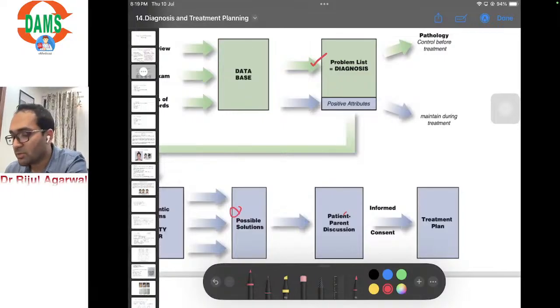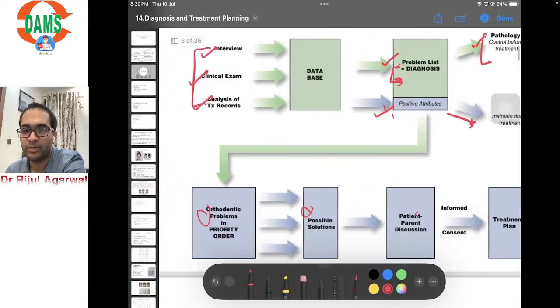Okay, and some of these will be positive. Supposedly the patient has a class 1 canine already present or the intercuspation is correct, for example. So you have to maintain that during treatment, or his facial profile is already ideal, so you don't need to procline the teeth or retract, so that these positive attributes do not get damaged. Based on this you obtain a problem list and you get a diagnosis of the case. In addition, if there is a pathology present, a cyst or anything, you need to control it before starting a treatment.